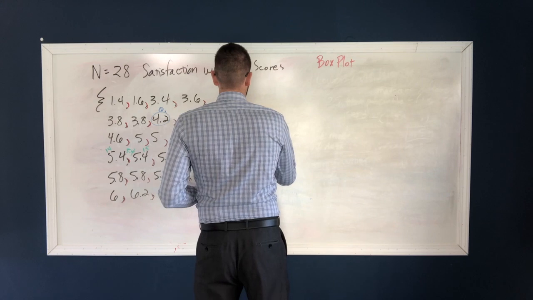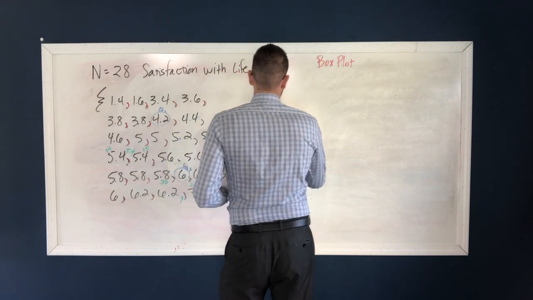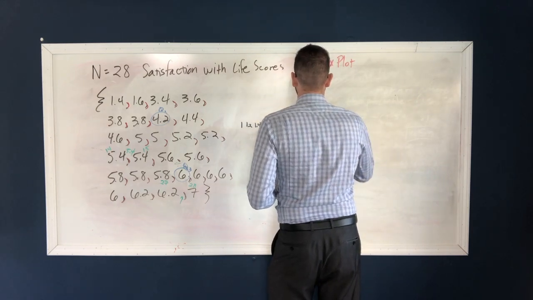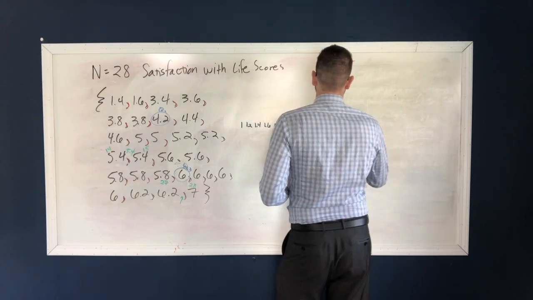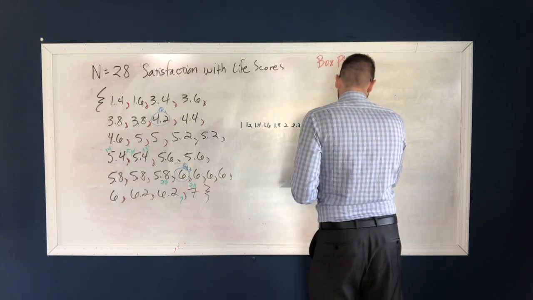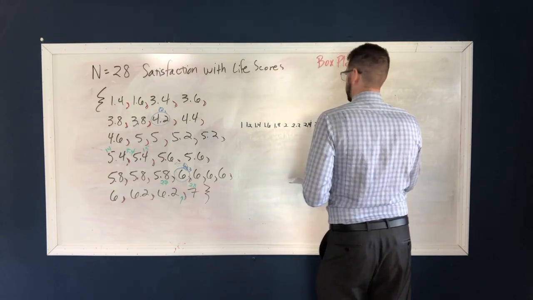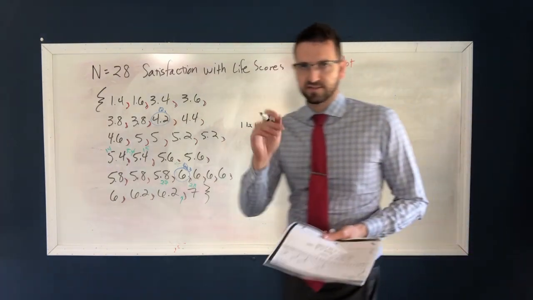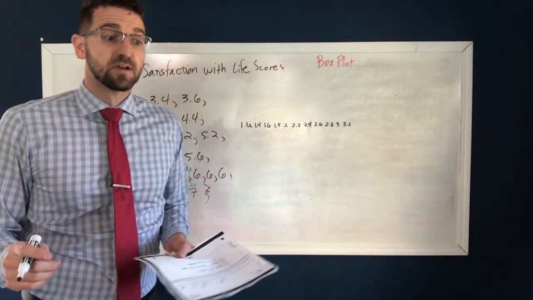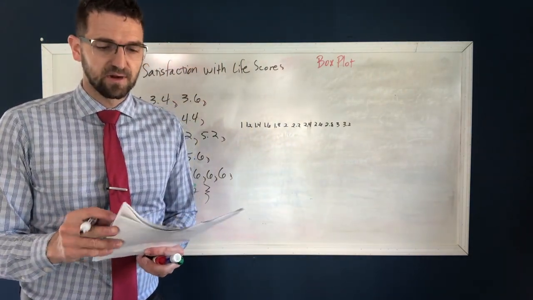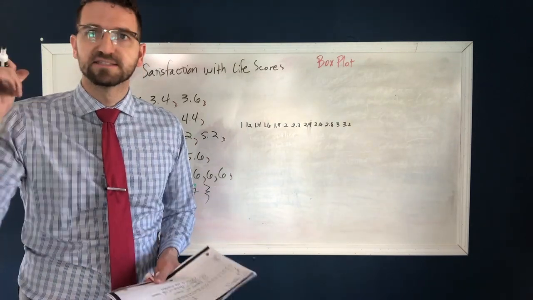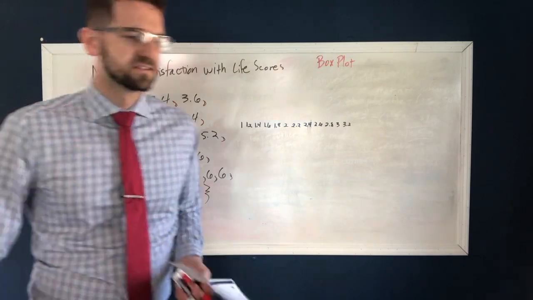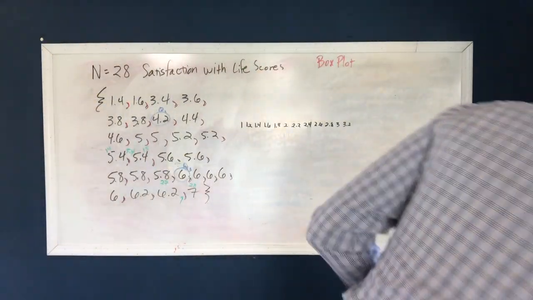1, 1.2, 1.4, 1.6, 1.8, 2, 2.2, 2.4, oops, 2.6, 2.8, 3, 3.2. Well, you know what I'm going to do, because I've just determined I am going to run out of space. We're actually done with this data on the board. So I'm going to go ahead and clear it off so we can have the entire board to make the box plot. That'll be a lot nicer, so we don't have to cram it.